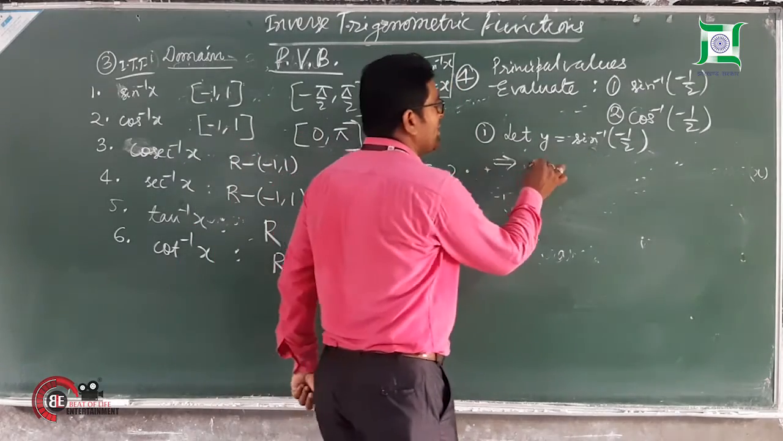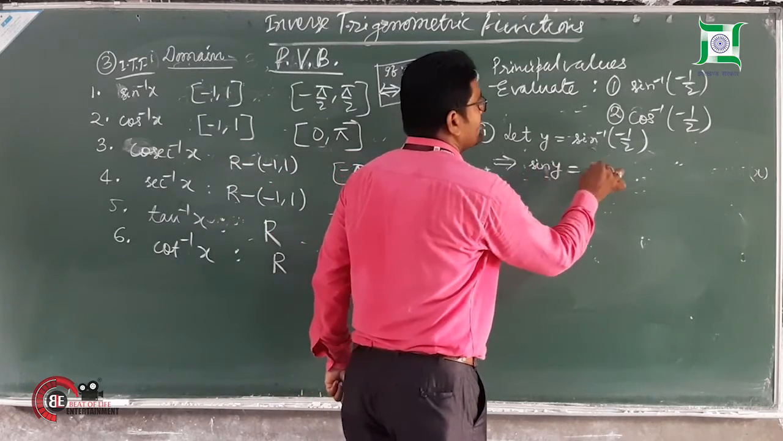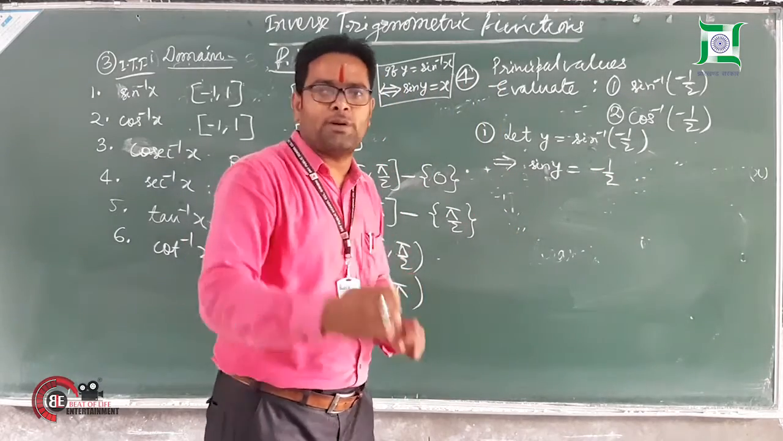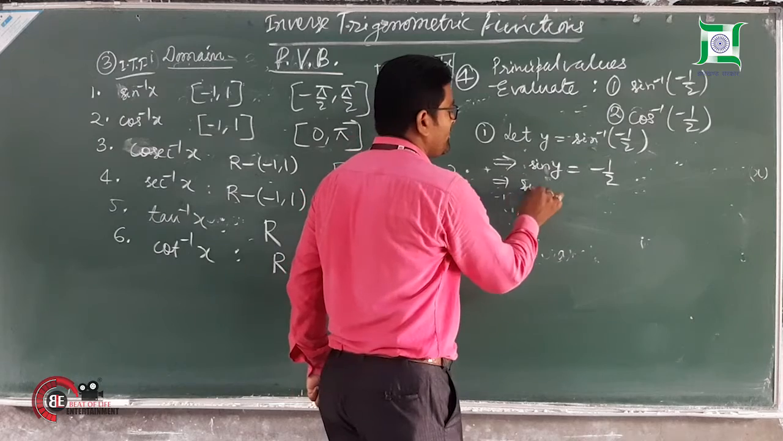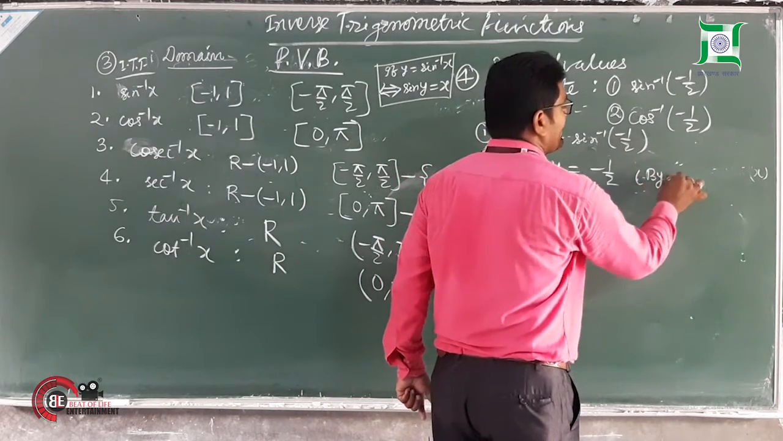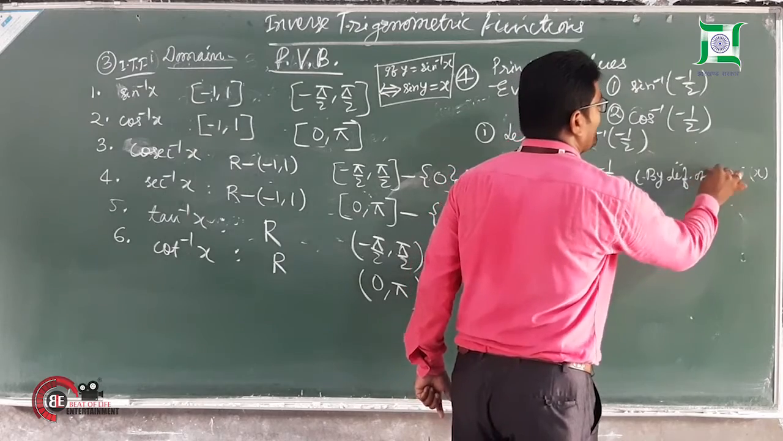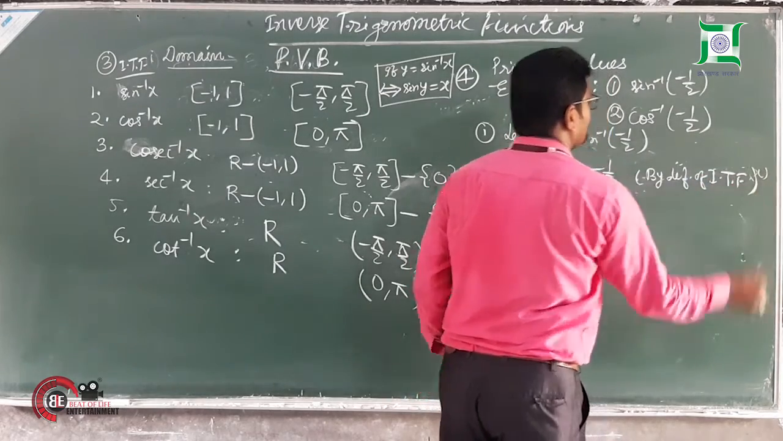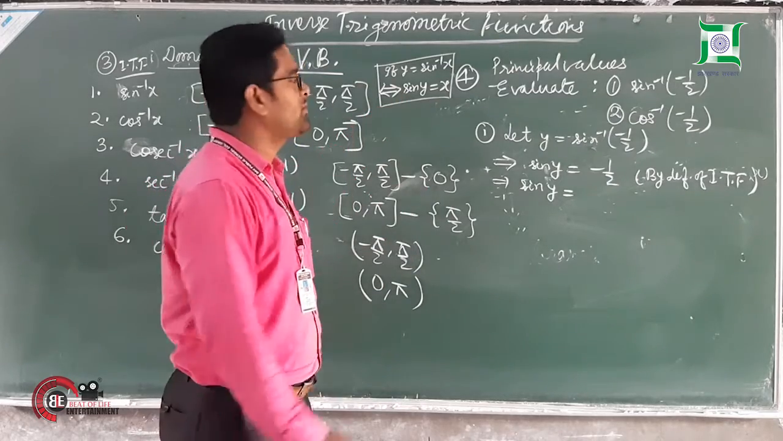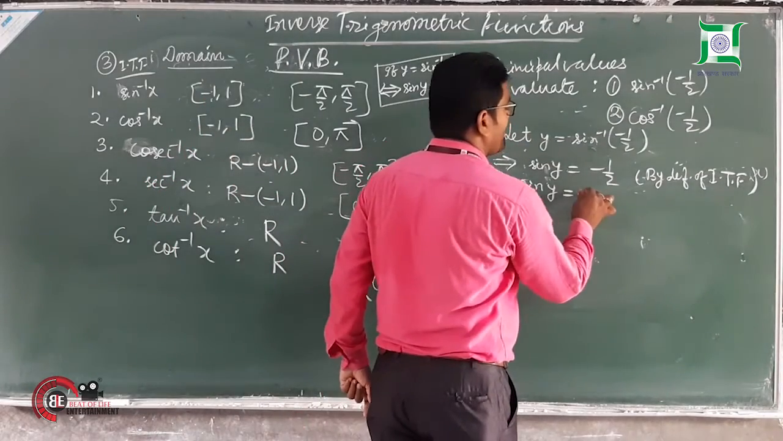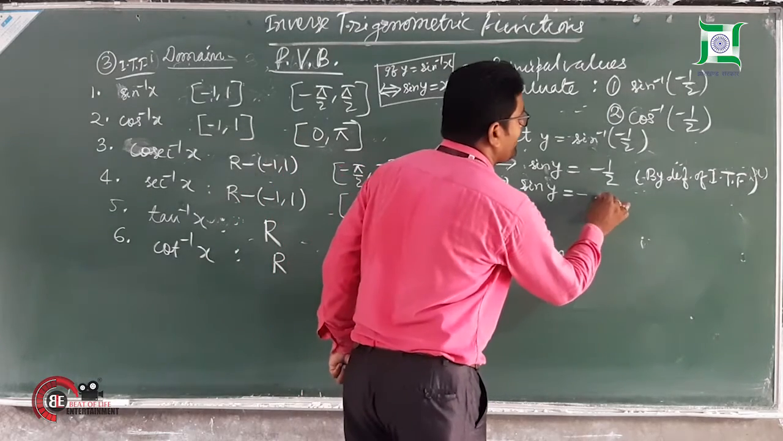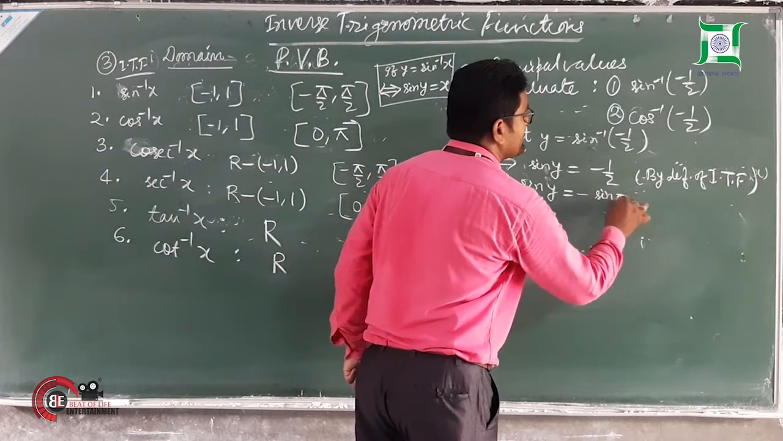You see everyone, it will be sin y is equal to minus 1 by 2. Now apply your class 11 level trigonometry here. It will be sin y. What you have to write? It is done by the definition of inverse trigonometric function. Then this one. So minus 1 by 2. You know 1 by 2 is a value for sin theta, and it will be sin pi by 6.